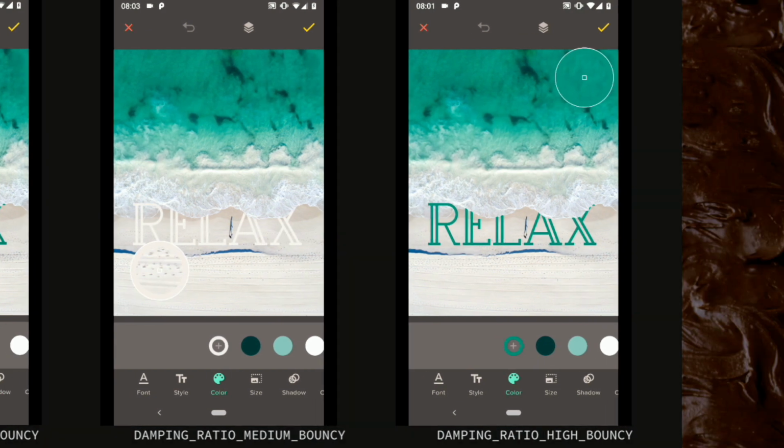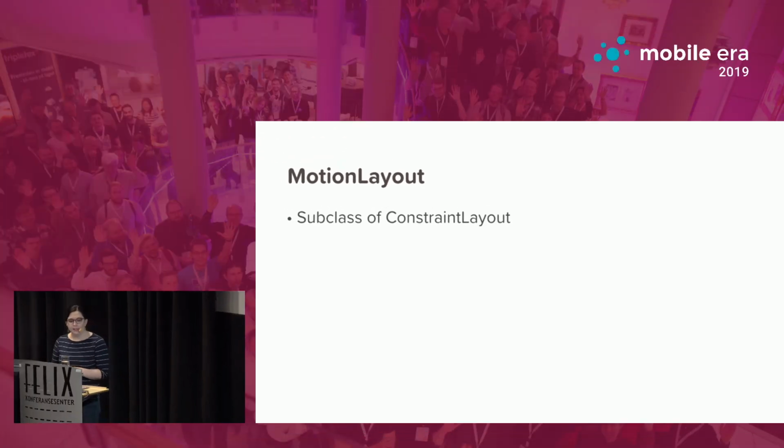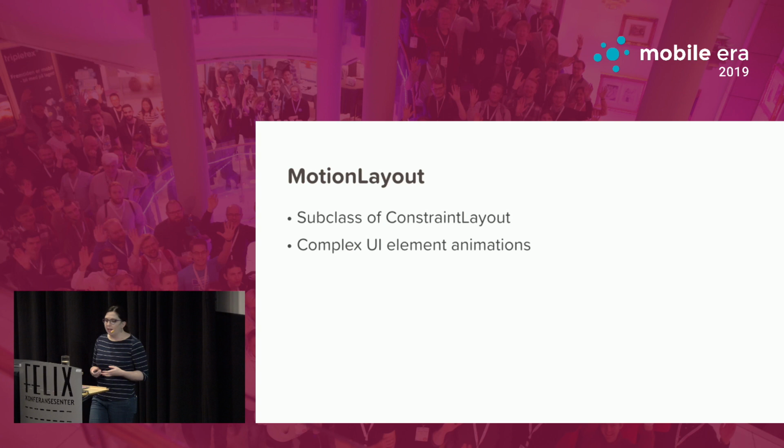But now let's have a look at the newer kid on the block, which is MotionLayout. So, what is MotionLayout? For those that don't know, it is basically a subclass of ConstraintLayout. So everything that you use with ConstraintLayout works with MotionLayout, and it allows you to do these really complex element animations and UI animations between elements on screen. So it's a completely different type of animation system.